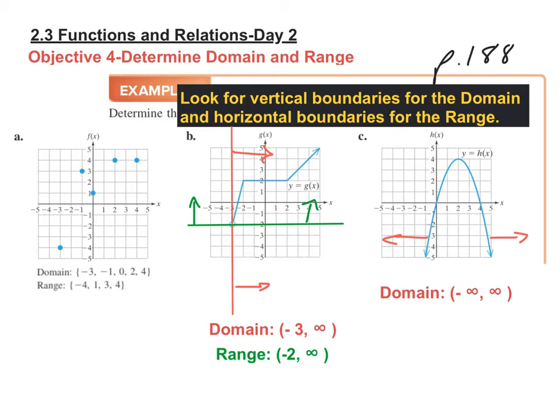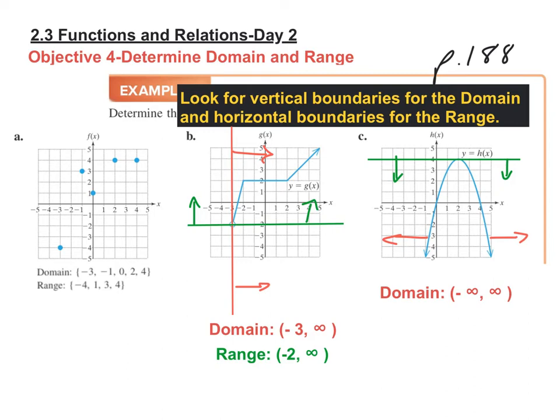Is there a horizontal boundary? Does it have a ceiling or a floor? It has a ceiling, and that ceiling is up here. And we have to make an assumption. Does that top point hit 4 or not? We're going to make an assumption that it does. There's not an open circle. So the highest value now is 4. What's the smallest value?